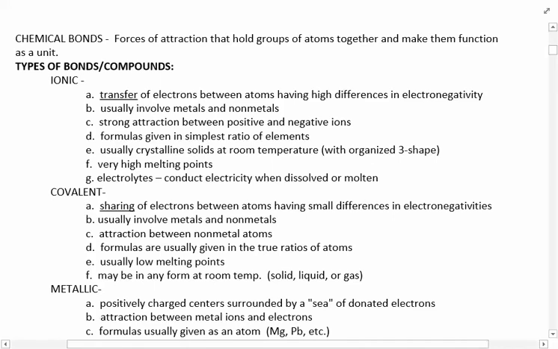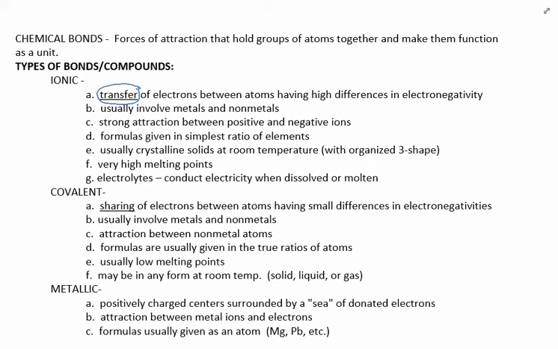So in this unit, we're going to be talking about chemical bonds, which are the forces of attraction that hold together a group of atoms to make them function as a unit. So overall, we're really looking at the electrons. The electrons are going to be doing different things. So for an ionic bond, they're going to be transferring the electrons between atoms, and then because of the high differences in electronegativity involving metals and nonmetals, there's a strong attraction.